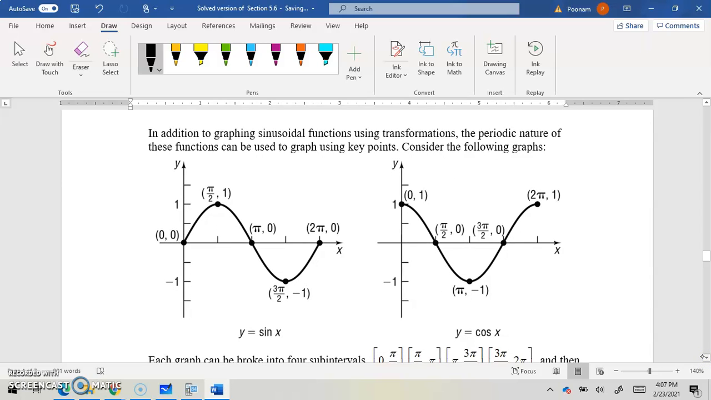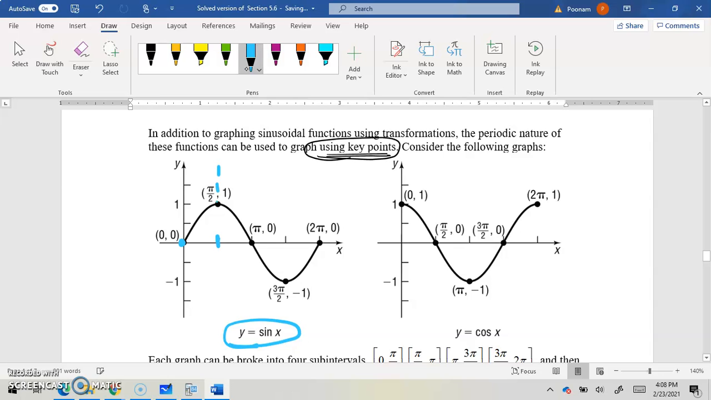In addition to graphing sinusoidal functions using transformation, the periodic nature of these functions can be used to graph using key points. So now we are going to learn how the key points can be used. What are the key points? So here they are marked. Let's look at the sine function first. At 0, 0, the graph of the sine function is 0. At pi by 2, it reaches the highest point.